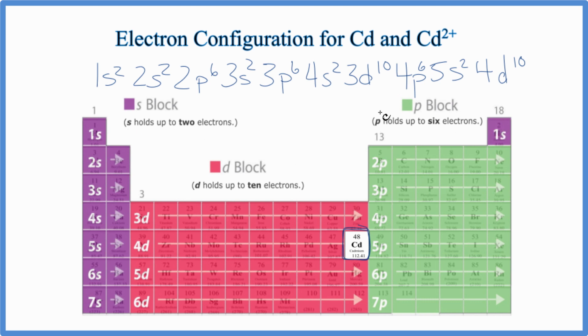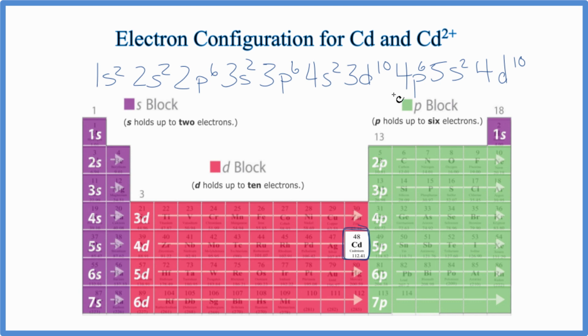1s1, 1s2, this is full. 2s1, 2s2, that's full. We go over 2p1, 2, 3, 4, 5, 6, that's full. And so on, up 3s2, 3p6, 4s2, and from our 4s2, here we go to the 3d all the way up to 10. D holds up to 10. 4p up to 6, 5s2, and then here we are, 4d all the way up to 10. 1, 2, 3, 4, 5, 6, 7, 8, 9, 10, 4d10. So you can figure the electron configuration out if you have these blocks memorized, and it's a lot more meaningful.